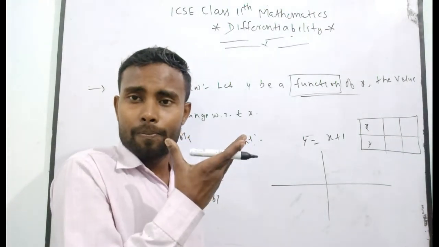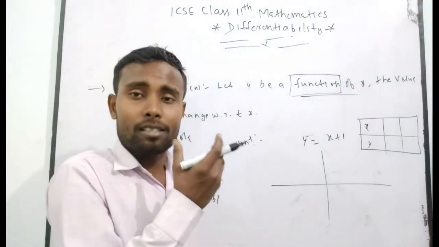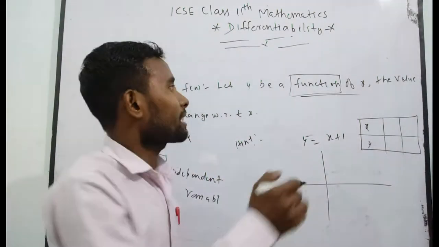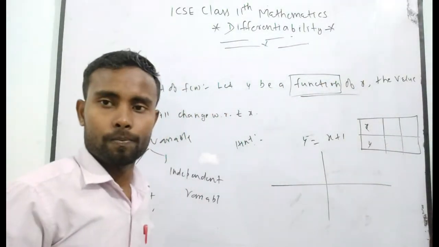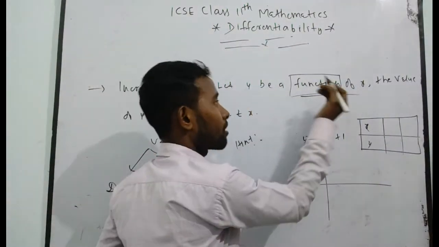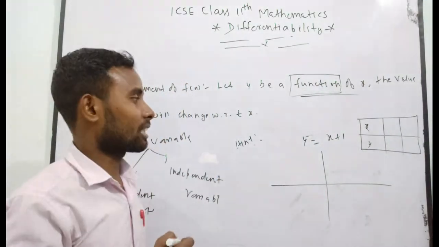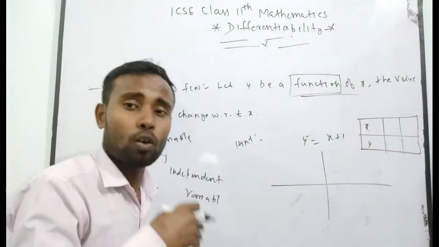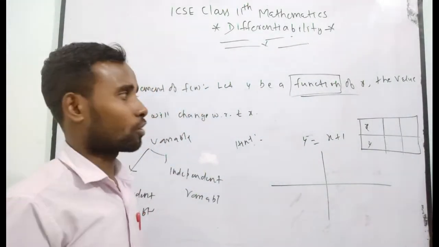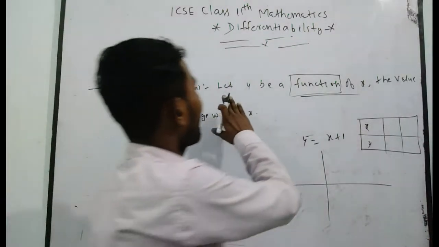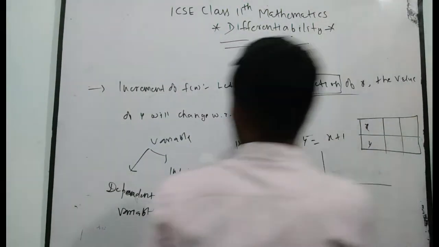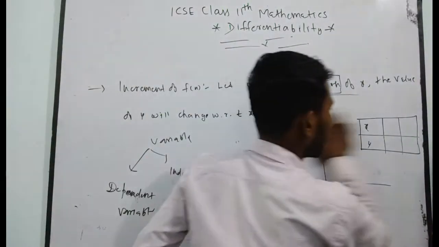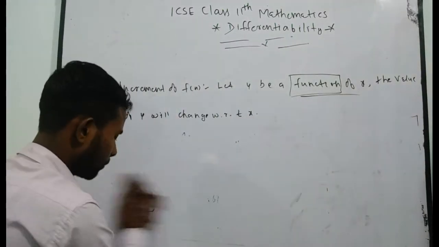Combined, this is simply expressed as y is a function of x. It can also be expressed as y changes according as x, or y depends upon x. All these are equivalent. Now I want to write: let y be a function of x. The value of y will change with respect to x, because I have already explained the actual meaning of a function.